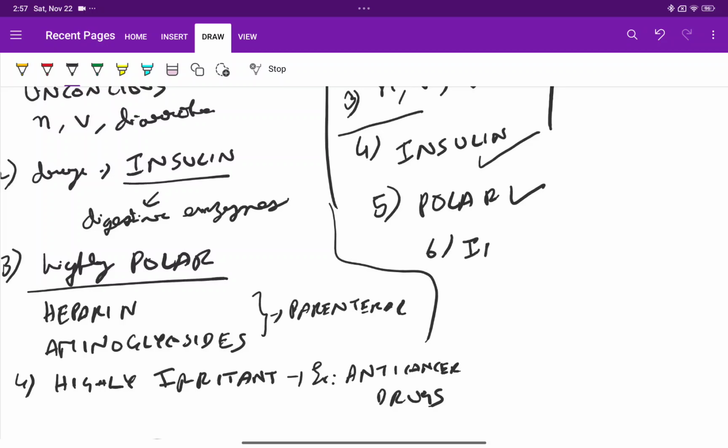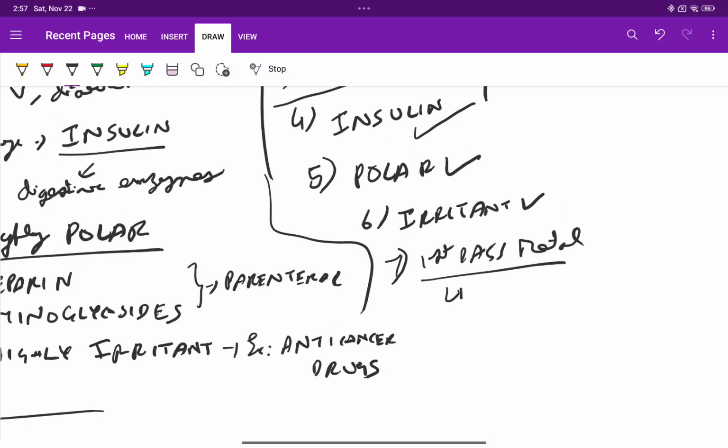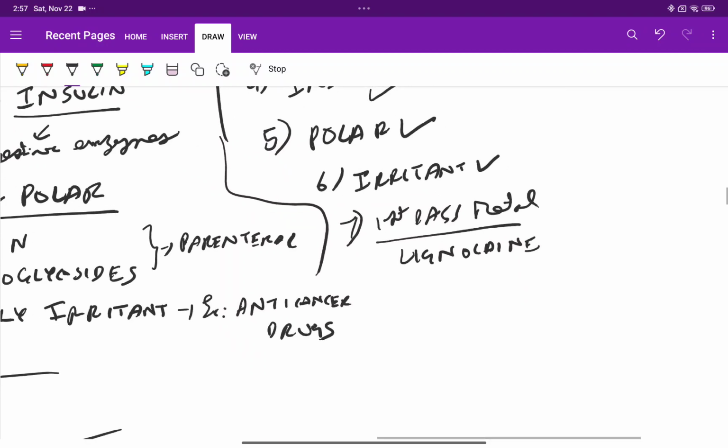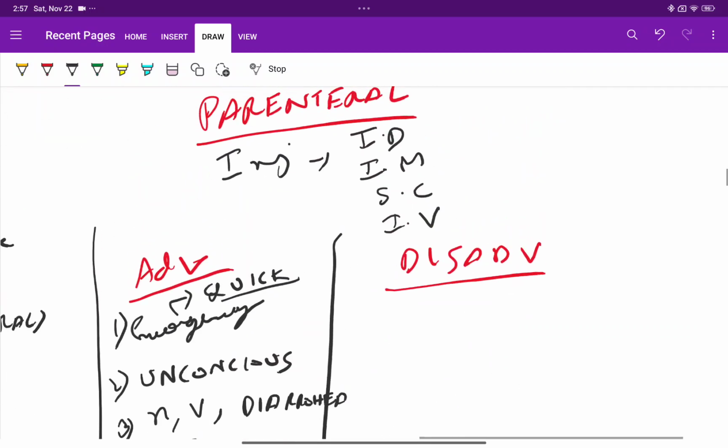Here, highly irritant drugs can be given. One more is the drugs having high first pass metabolism. Example, lignocaine, morphine. These were the drugs which were not able to be given through the oral route, can be given through the parenteral route. Next, what are the disadvantages of the parenteral route?